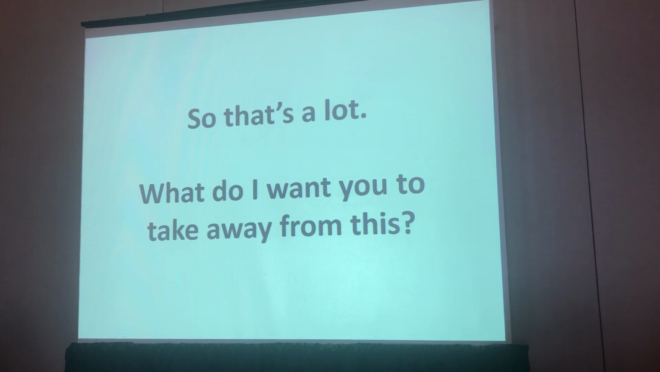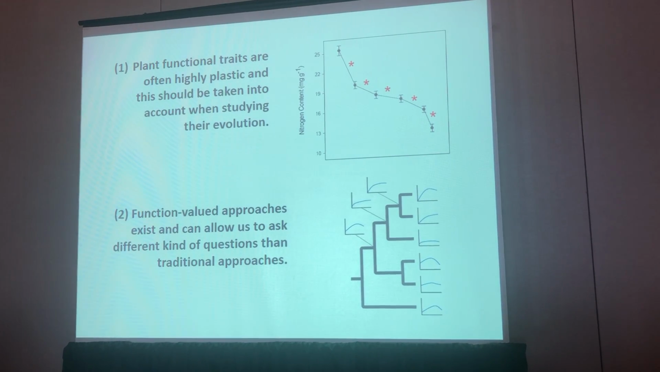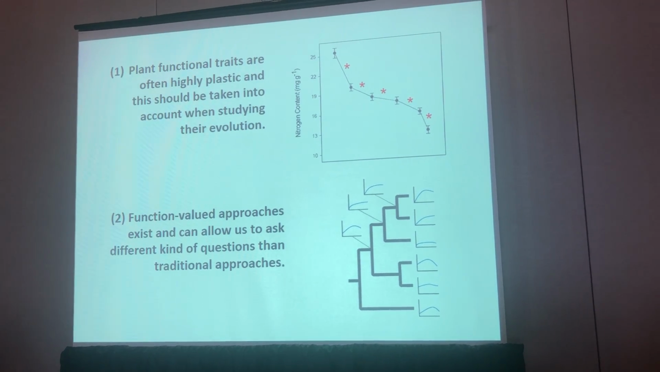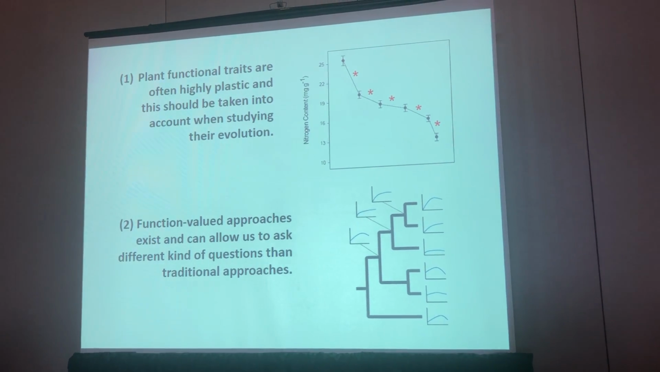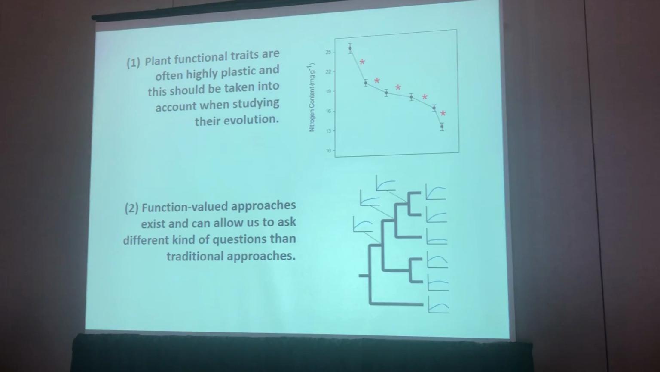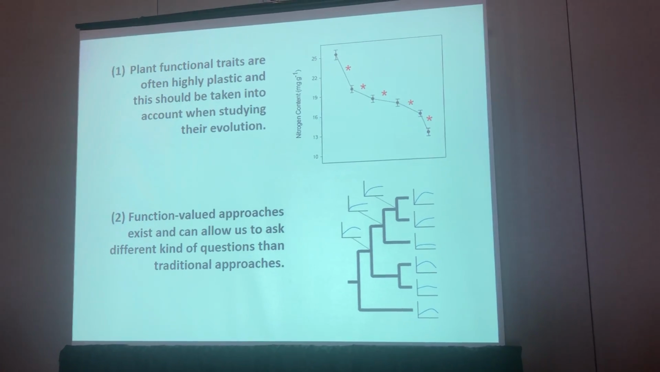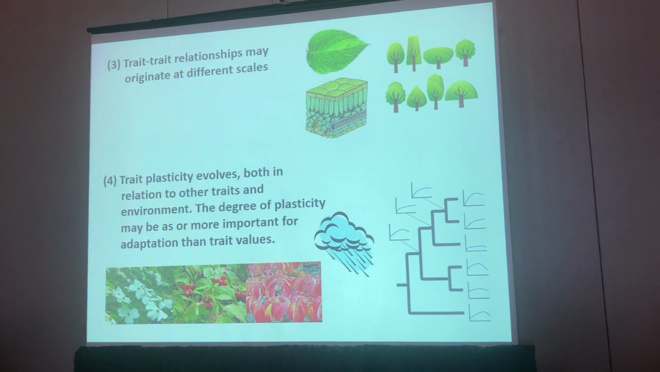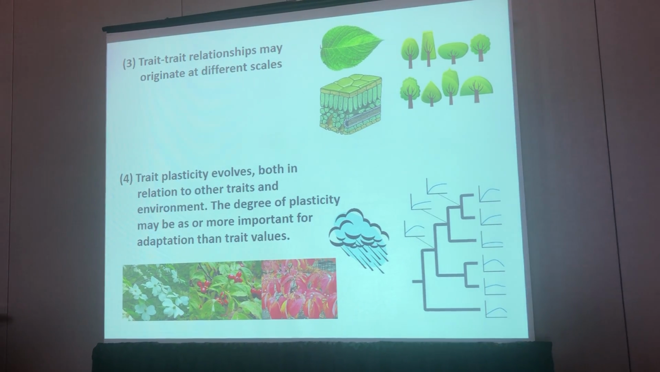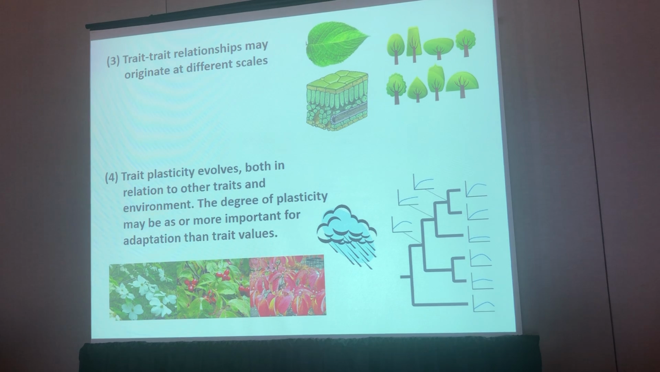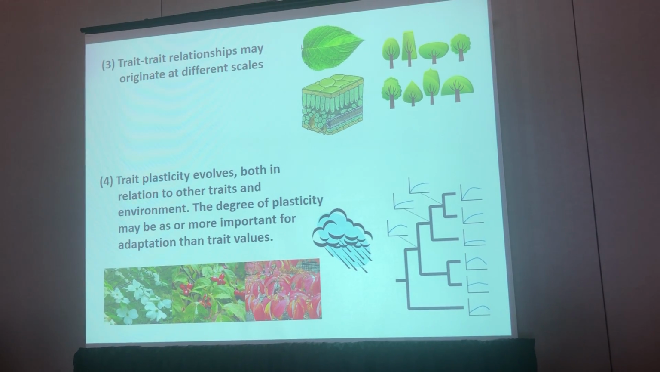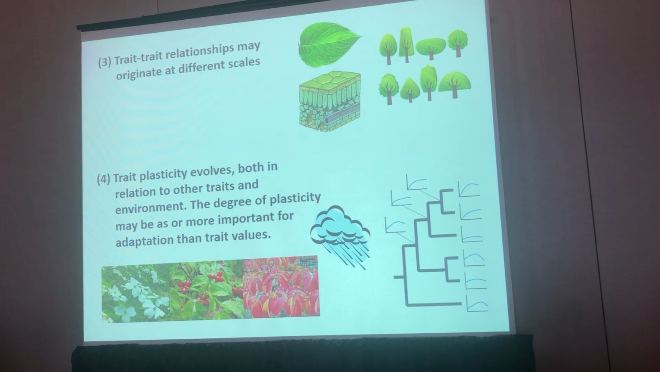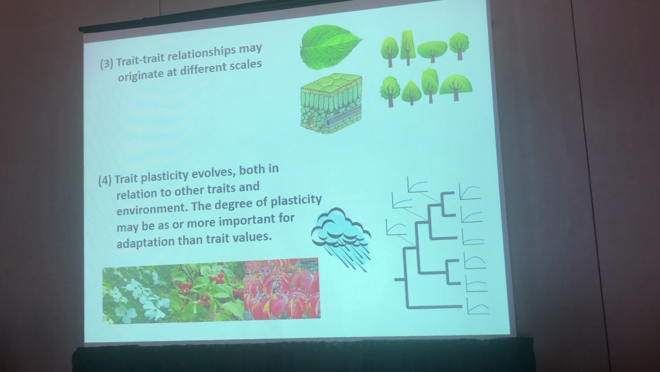So that's a lot, but what do I want you to take away from this? One, plant functional traits are often highly plastic, and we need to take that into account when studying their evolution. Two, function valued approaches exist. They're a thing you can do, and they can allow us to ask different kinds of questions than traditional approaches. Three, trait-trait relationships might originate at different scales, something to be explicit about and maybe think about. And four, trait plasticity evolves both in relation to other traits and the environment. And that degree of plasticity might be as or more important than trait values. So something to think about.